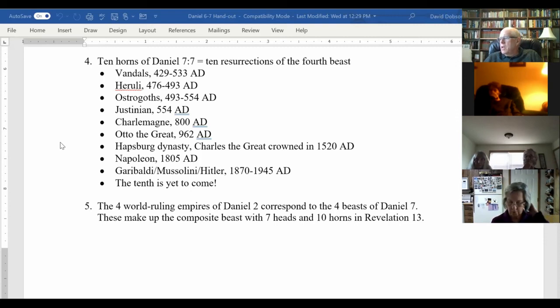So, intend to change times and law. The saints shall be given into his hand. Notice, we've seen this phrase before: for a time, times, and half a time. So there is that phrase once again.